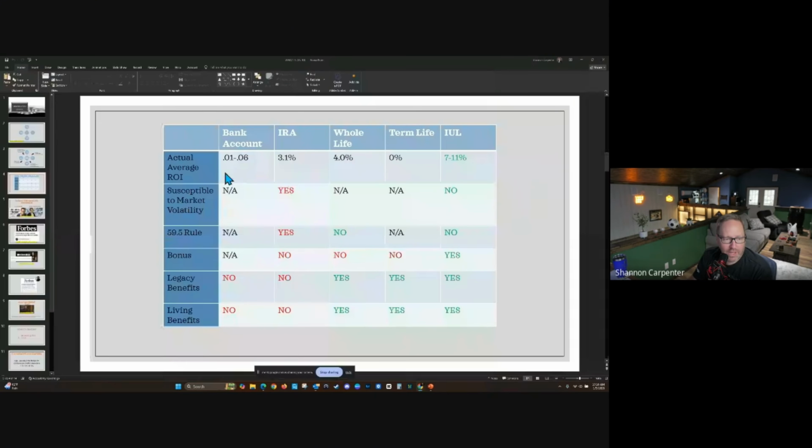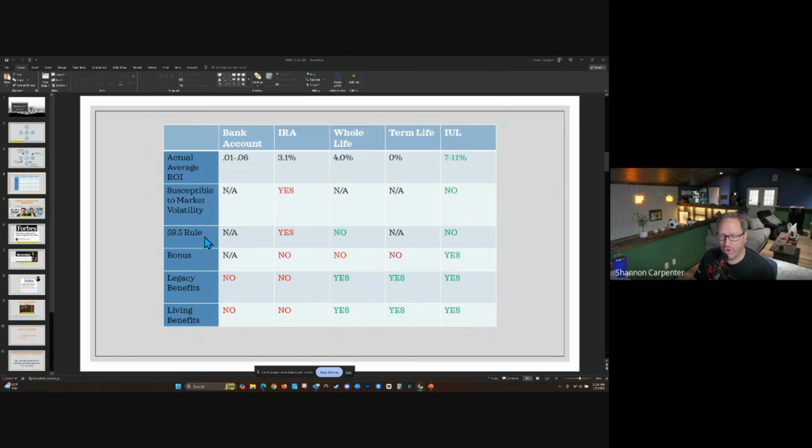All right, get rid of that. So we're back to here. 59.5 rule. Does anybody know what that means? 59.5. What that means is if you are under 59.5 and you try to touch money in your account, they will penalize you 10%. It's a federal penalty.